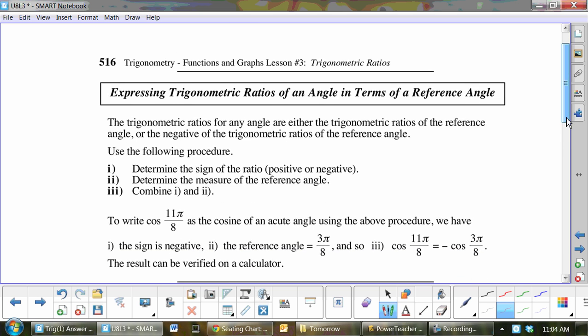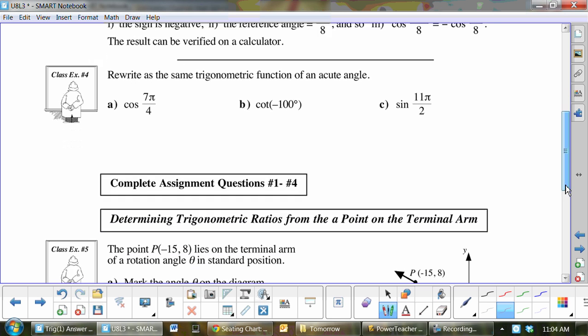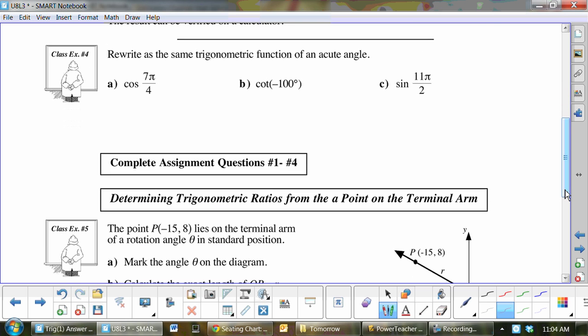Okay, let's go right to example 4. Example 4 says rewrite the same trig function of an acute angle. Right now, these are all obtuse angles. Acutes are between 0 and 90. So this is how you can, and this is a highly valid question on a test. And we did these last year, but in degree mode.